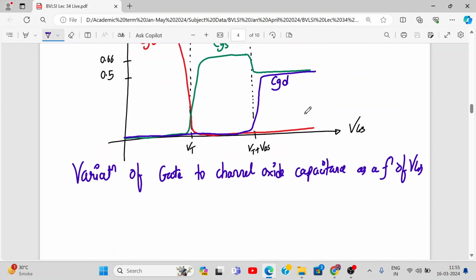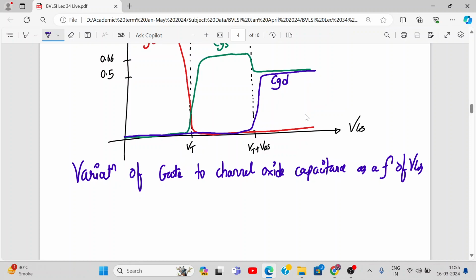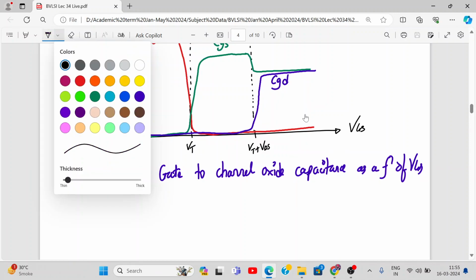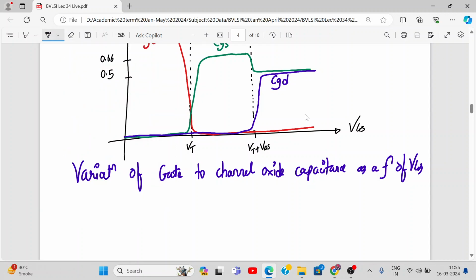Now we'll solve one numerical, a small numerical to understand the minimum and maximum capacitance. So please write down the question.